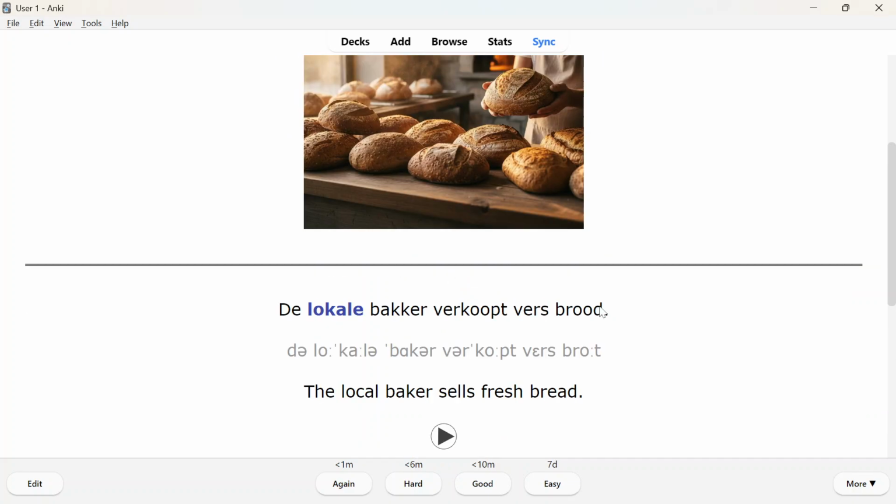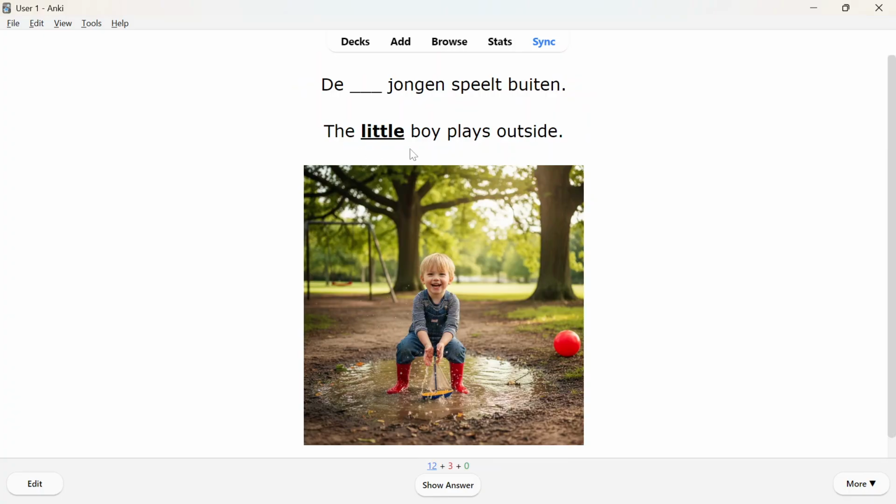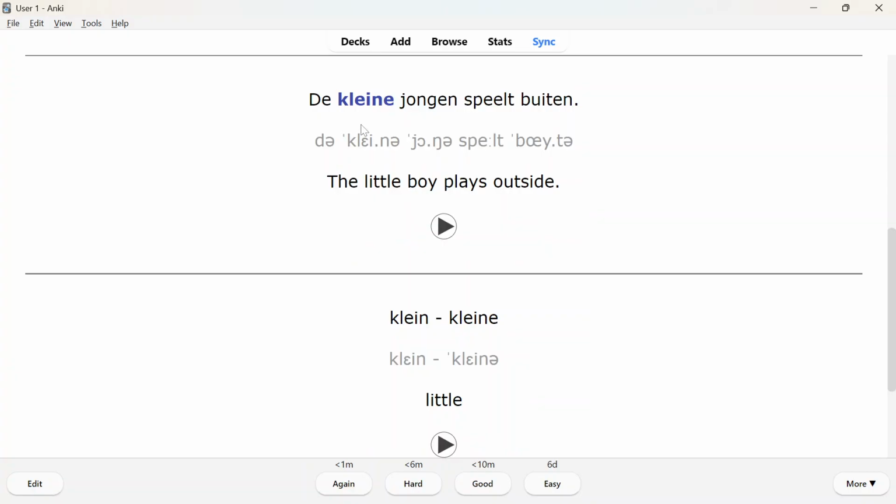IPA notation, English translation, audio. Lokaal, lokale. The little boy plays outside. How do you say little? De kleine jongen speelt buiten.